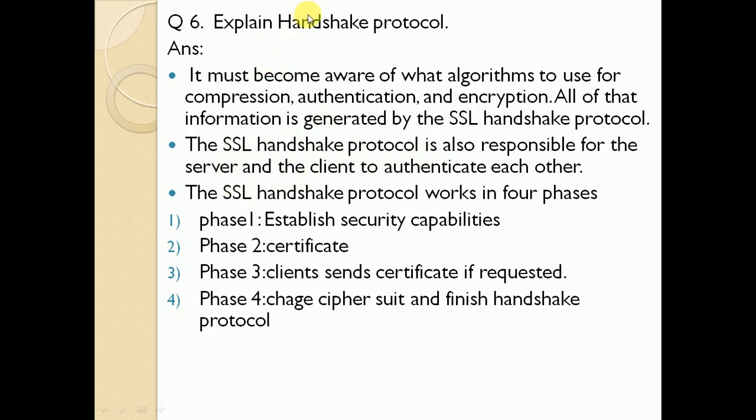Here this SSL handshake protocol works in 4 different phases. That is phase 1. What will phase 1 do? Here they will establish the security capabilities. Security capabilities are established including the protocol version, the session ID, the cipher suite, the compression method, and the initial random number. Through that, in this phase, they are providing security.